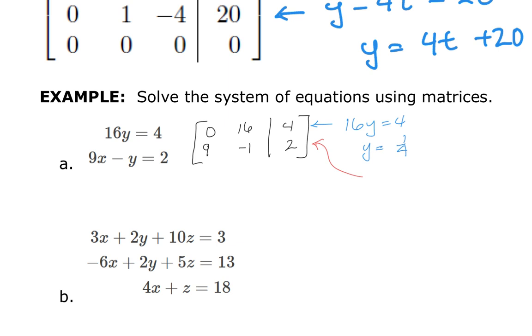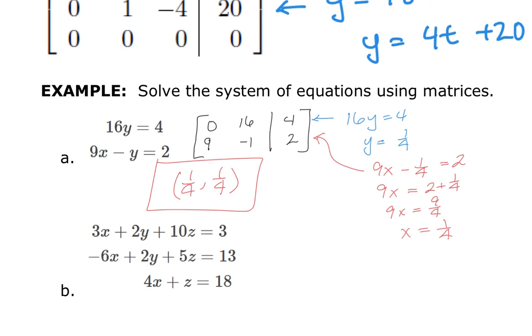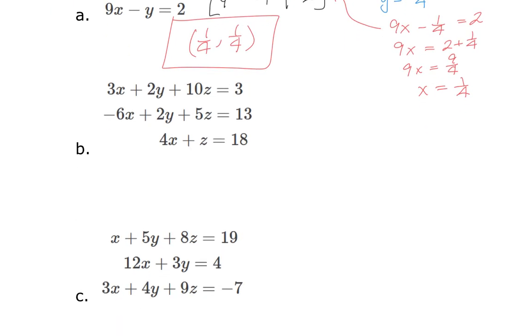All right, so now I have 9x minus 1/4 is equal to 2. So 9x is equal to 2 plus 1/4. 9x is equal to 2 plus 1/4 is 9/4. Divide both sides by 9, and I get 1/4. So my answer as an ordered pair is 1/4 for the x and also 1/4 for the y. These are ordered pairs. Let's take a look at the next example.